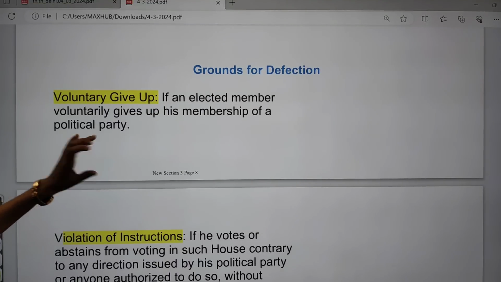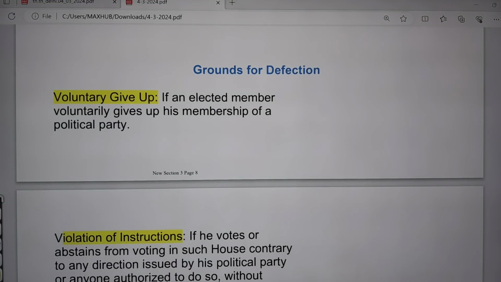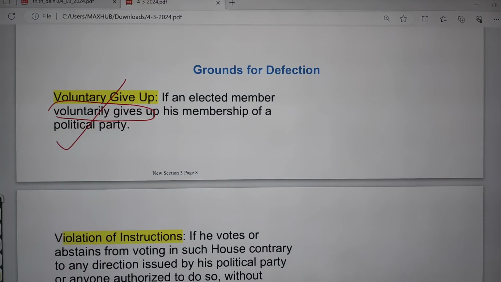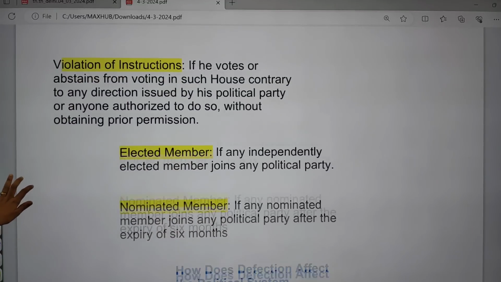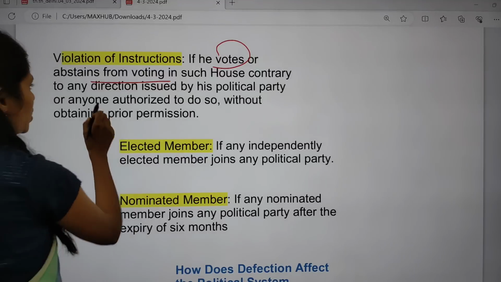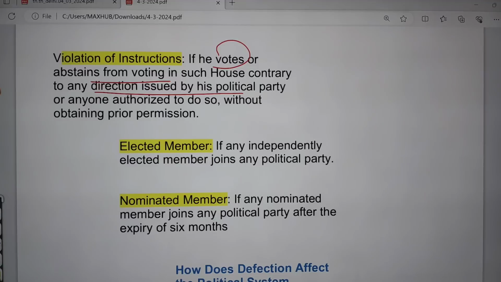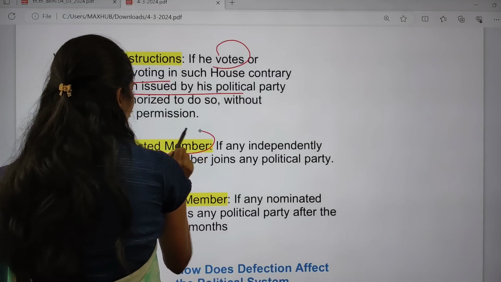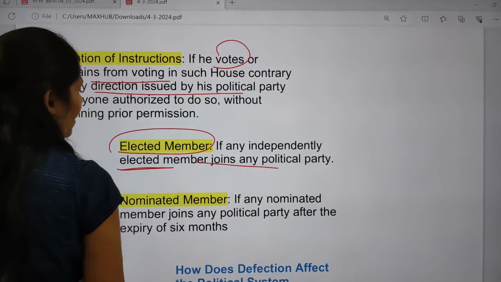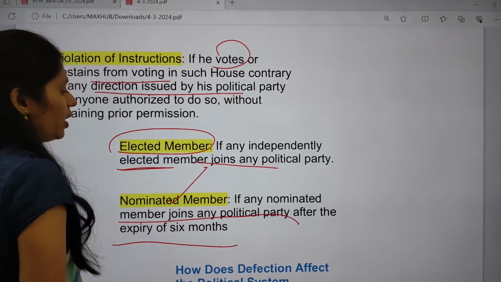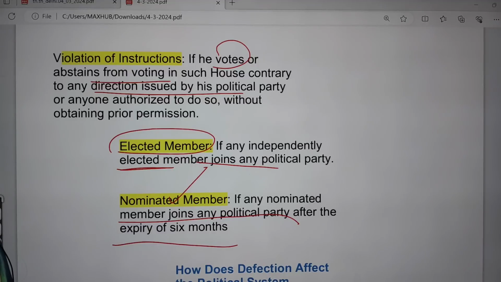So what are the grounds for defection? Whenever any elected member from a political party voluntarily gives up his membership, then he will be attracted under this anti-defection law and will be punished. Also, whenever there is violation of instructions, if he is voting or abstaining from voting in the house contrary to any direction issued by his political party or any authorized person without obtaining prior permission, if he is abstaining from voting or voting against, then he will be disqualified. If an independent elected member joins any political party, then he will be disqualified. And if any nominated member joins any political party after 6 months of time, then they will also be attracted under this anti-defection law.